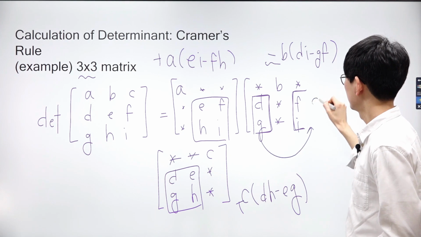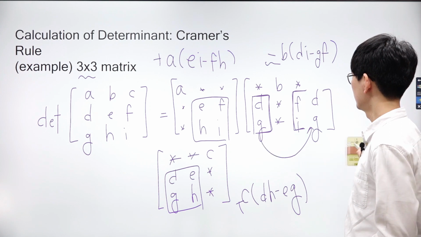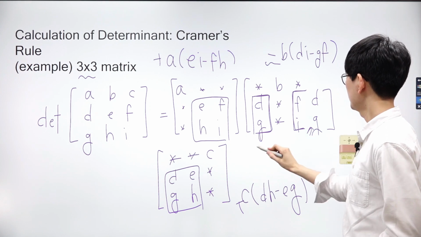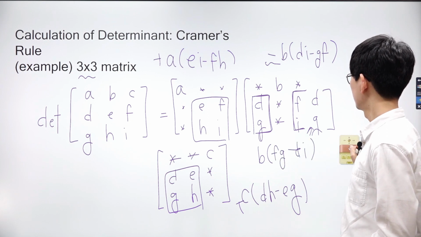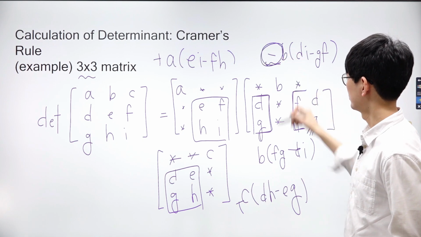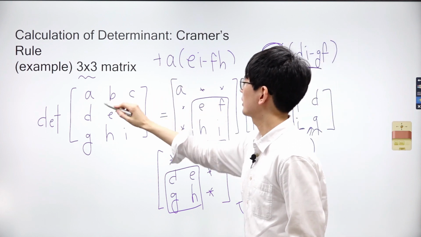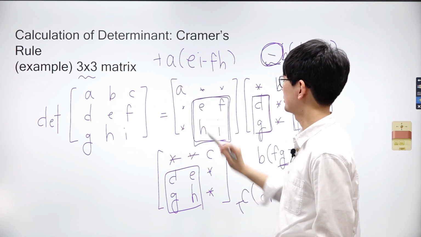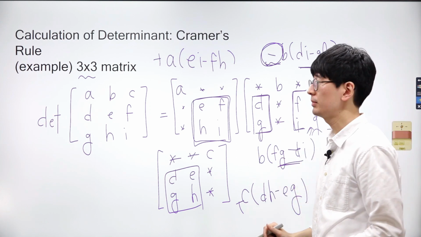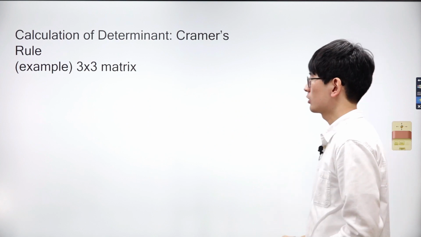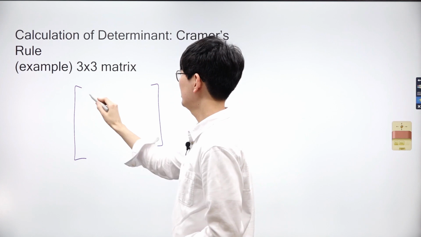Specifically, the 2x2 matrix associated with B in the expansion is formed by the elements F, I, D, and G. The determinant for the matrix is calculated as B times FG minus DI. We put a negative sign in front of B because the order of DI and GF is switched. To calculate the determinant of a 3x3 matrix, we split the matrix into 3 parts and sum the results from each. The process is similar when calculating the determinant of a 4x4 matrix.